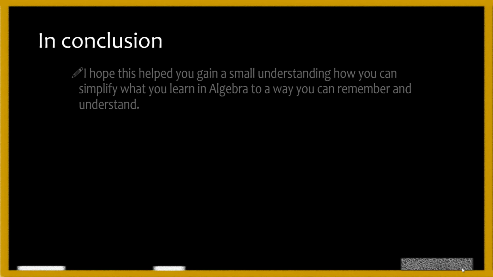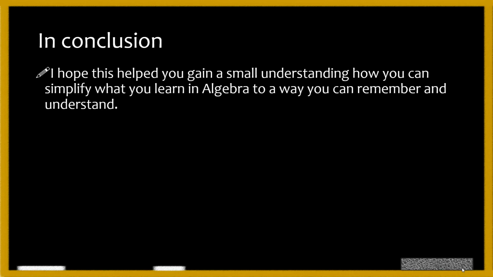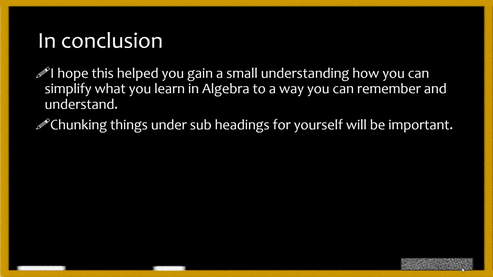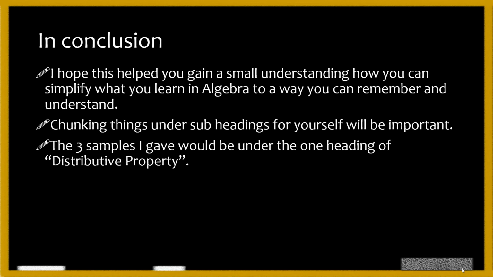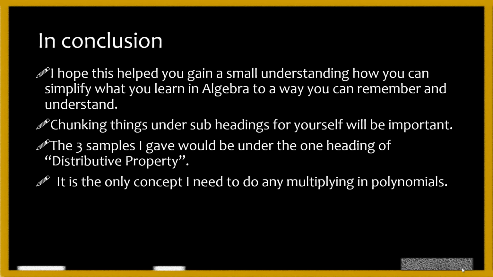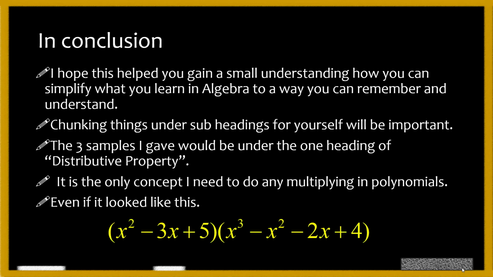In conclusion, I hope this helped you gain a small understanding of how you can simplify what you learn in algebra to a way you can remember and understand. Chunking things under subheadings for yourself will be important. The three samples I gave would be under the one heading of distributive property. It is the only concept I need to do any multiplying in polynomials, even if it looked like this. Here's a trinomial and a binomial, or quadrinomial. You'd still be able to do this. It would take a little while. You'd have to be very organized, but you could still do it.